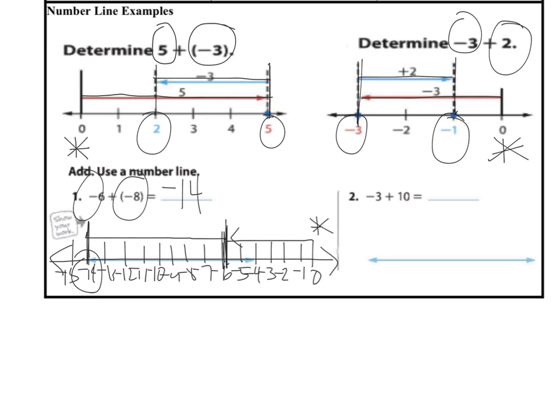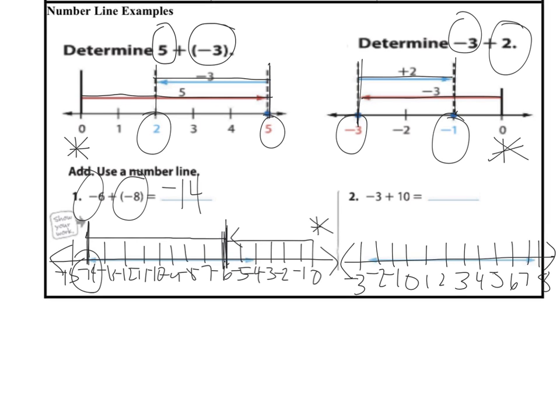All right, so next we have -3 plus 10. So I'm going to extend this number line so I don't run out of room. Let's go ahead and number it. So let's put 0 right here, and let's just go -1, -2, -3. And then 1, 2, 3, 4, 5, 6, 7, 8.